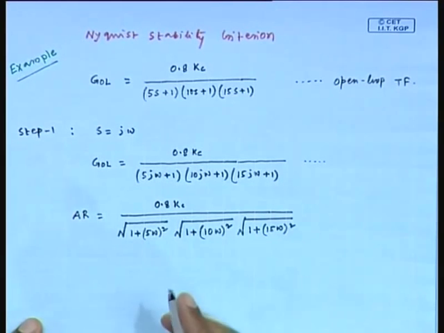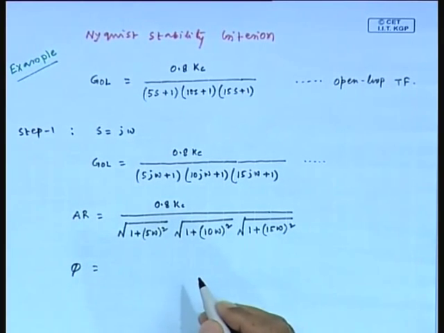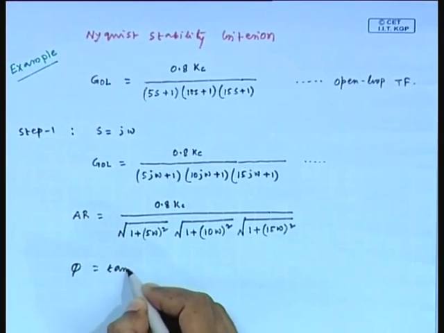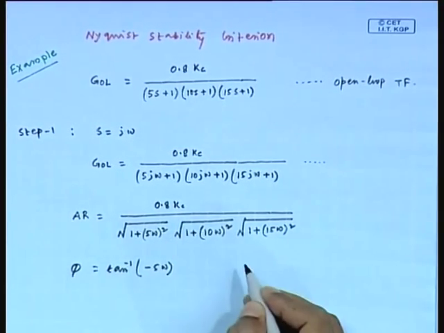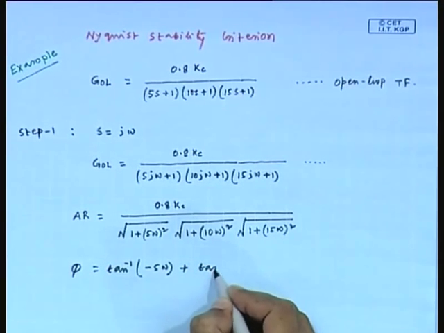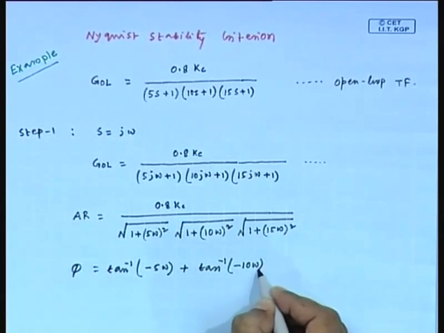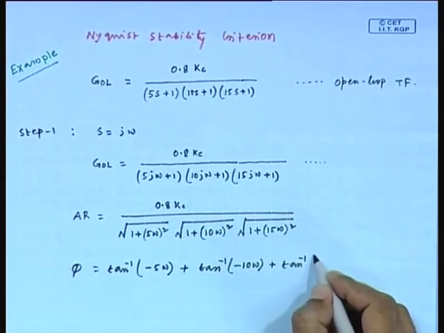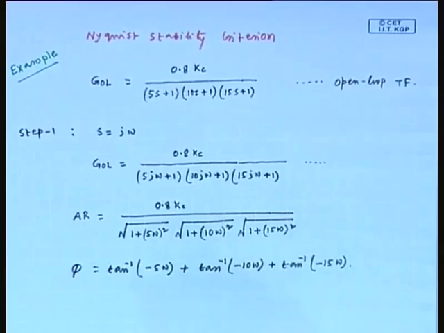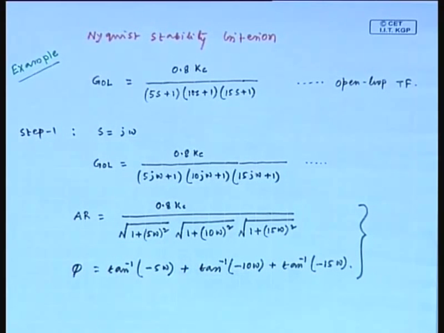Similarly, we can write the expression for phase angle phi, that is tan inverse of minus 5 omega plus tan inverse of minus 10 omega plus tan inverse of minus 15 omega. These are the two expressions, one is for amplitude ratio and another is for phi.